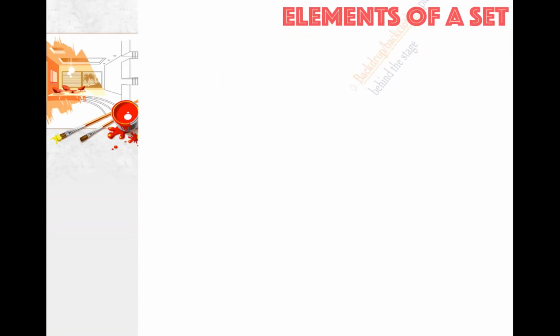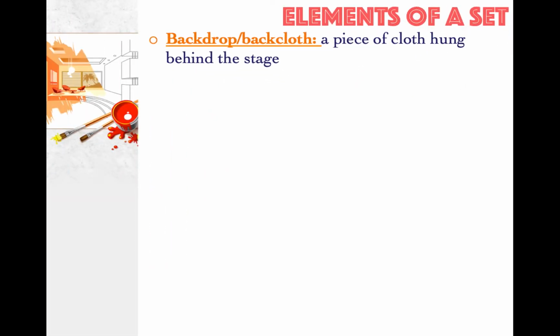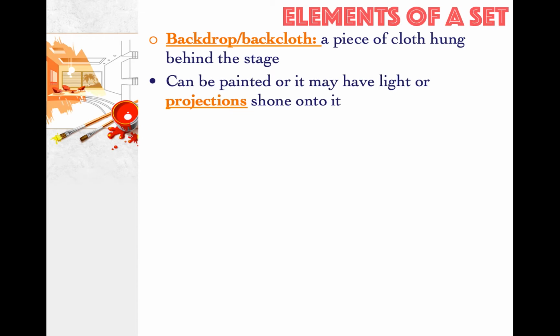So this first one we're going to look at is the backdrop or backcloth, which is quite easily just a piece of cloth that you hang at the back. It drops, so it's a cloth at the back. Either you paint it like a mural or you just have light or projections shown onto it. And projections are very common, especially in modern theater now, because it's all about technology. And of course projections are free, as opposed to having to build a set, which will cost money.